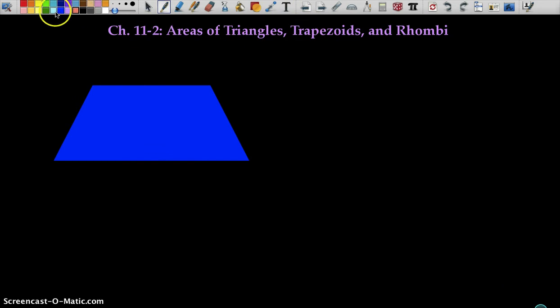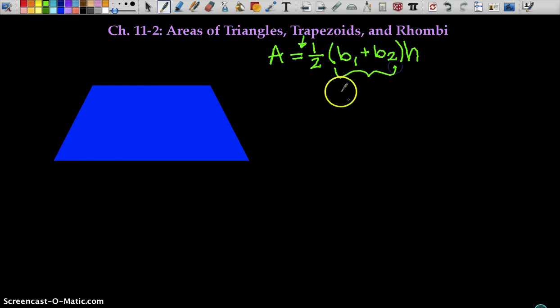Okay, now with trapezoids. In a trapezoid, we have our area equals 1/2. We add our bases together, base 1 plus base 2, and multiply by the height. Now, the important part about these right here is these are the parallel sides. Whichever sides are indicated as your parallel sides. In this case, it would be top and bottom.